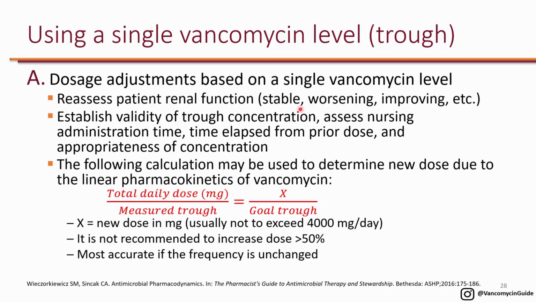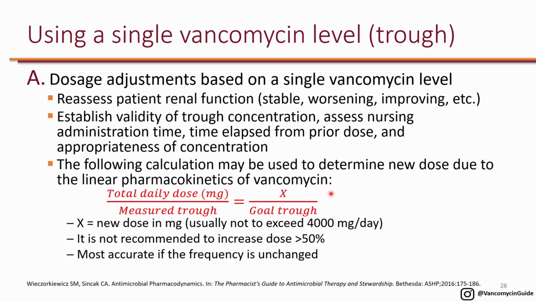So when you order a trough, you shouldn't always assume that it's actually a trough. It's just a matter of when the nurse actually draws the level. So when the level comes back, even though it's labeled as a trough, you should assess the time that it was drawn to make sure that it was actually a true trough. Once you establish that the level was actually a trough, then you can use a simple proportion to estimate how to adjust the dose.